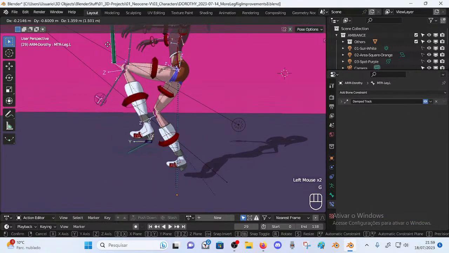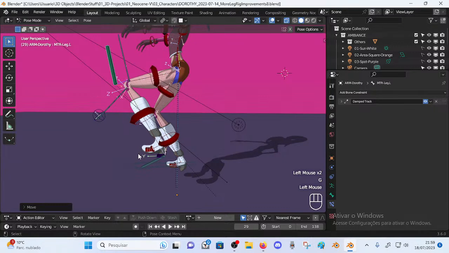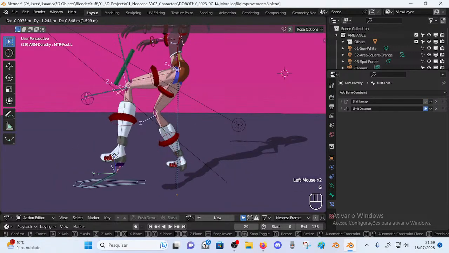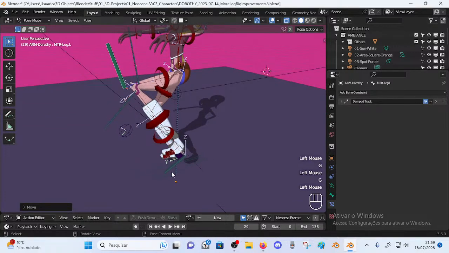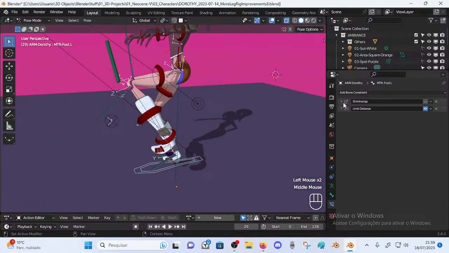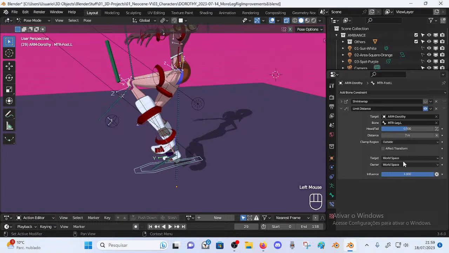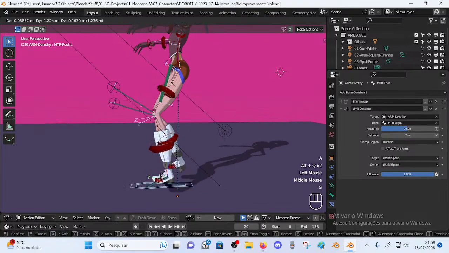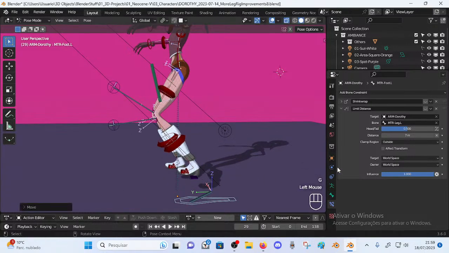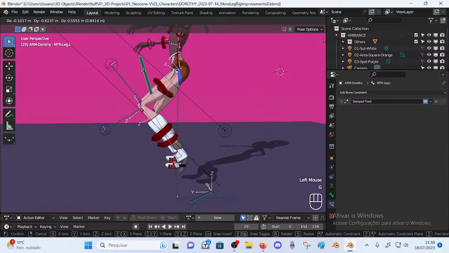Now it's kind of not working, not because of the damped track, but because of this limit distance. Yes, so limit distance, is it because it's too much?